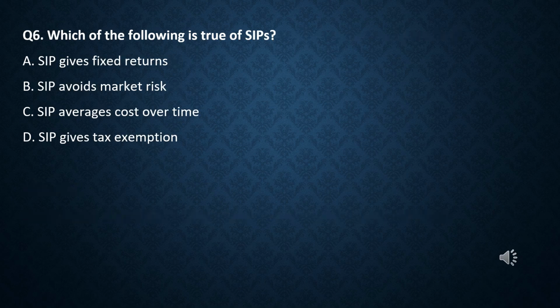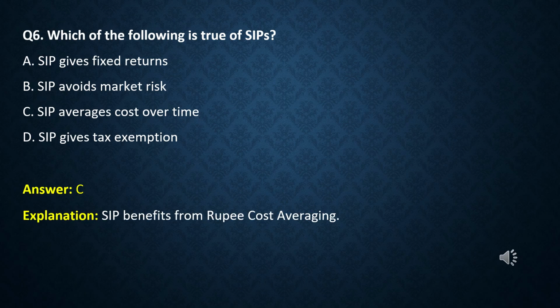Next question. Which of the following is true of SIPs? Option A, SIP gives fixed returns. Option B, it avoids market risk. Option C, it averages cost over time. And option D, it gives tax exemption. Correct answer is option C. SIP benefits from rupee cost averaging.